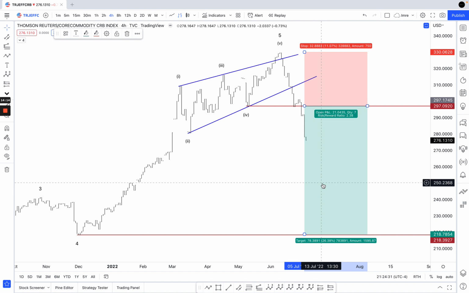So there you have it. 2 markets, 2 different price charts applying the same 4-step methodology.